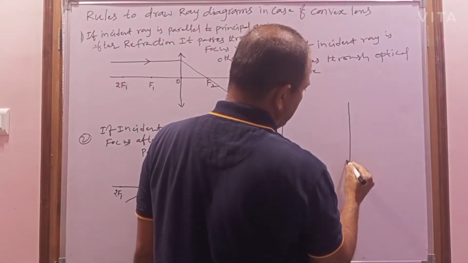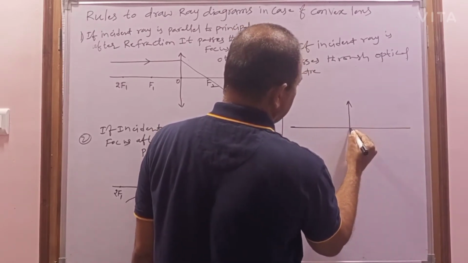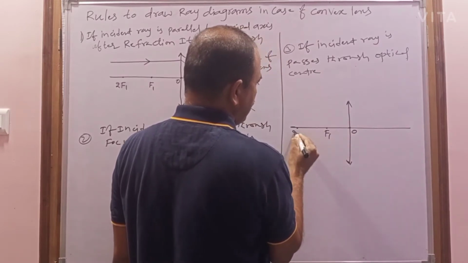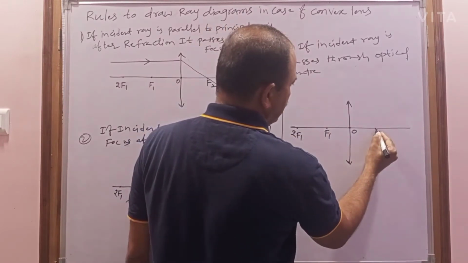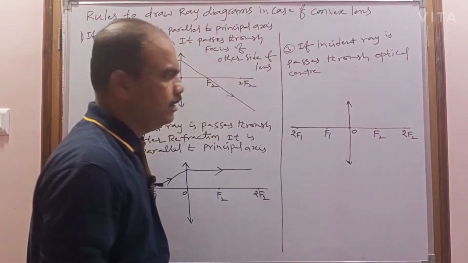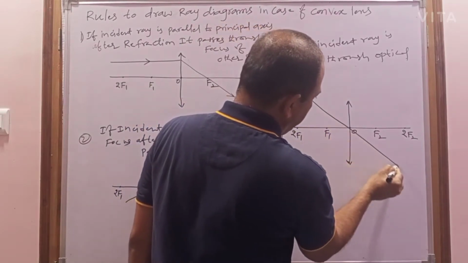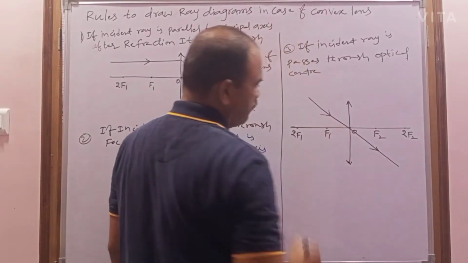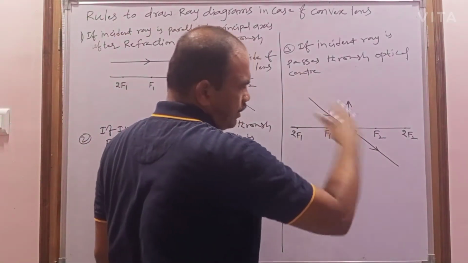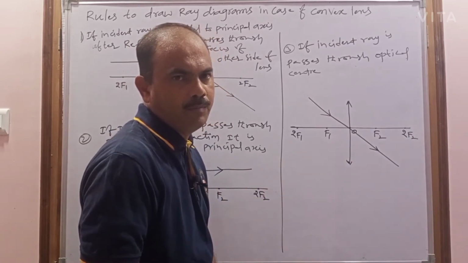Now consider this is a convex lens and this is the principal axis of this convex lens, and the optic center. Now consider this is F1 and this is 2F1 and this is F2 and this is 2F2. Now if the incident ray passes through the optic center, what happens? It will continue the same path, or the refracted ray will be undeviated. The refracted ray will be undeviated.